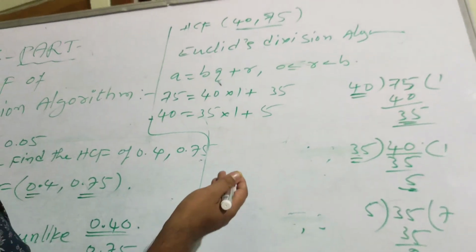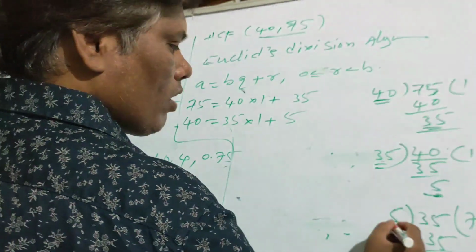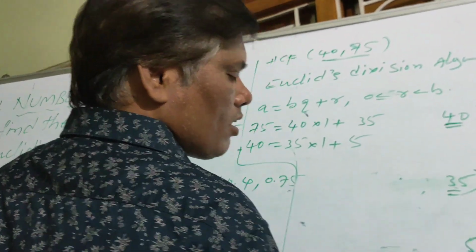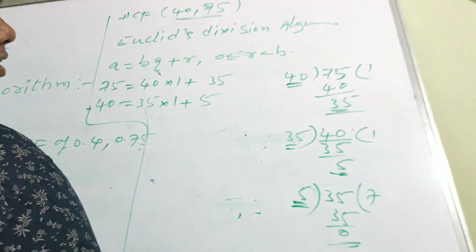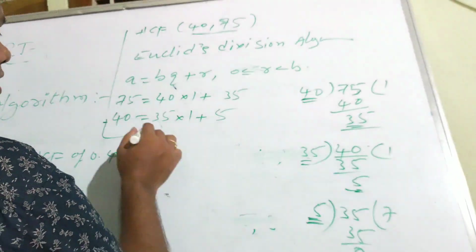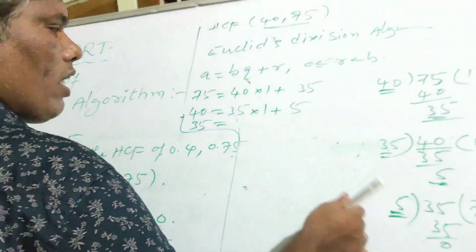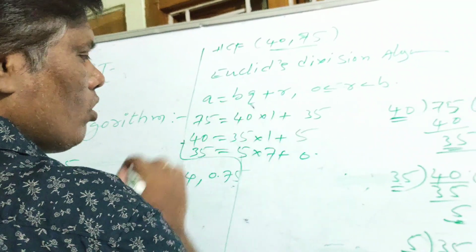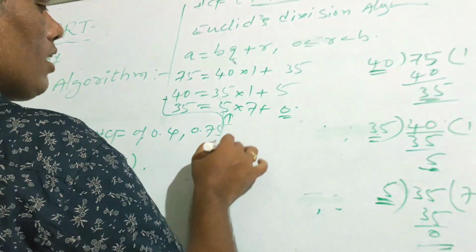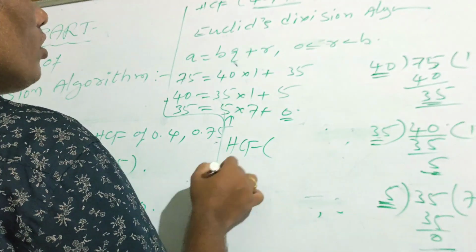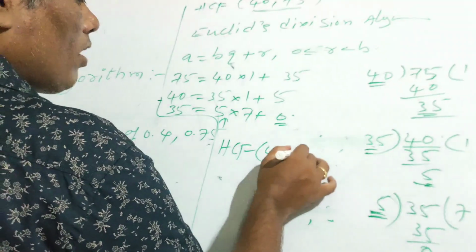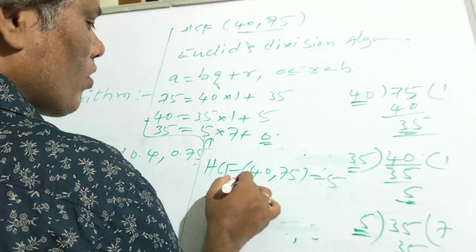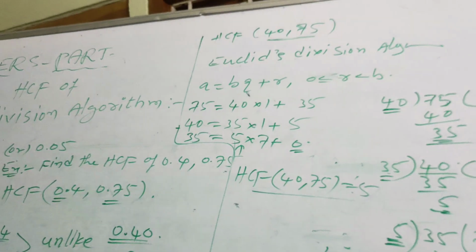That means the process of finding the HCF is stopped. So 5 is treated as the HCF. At this stage the remainder is 0, so this divisor is treated as the HCF. Let us express this in the form of an equation. Here dividend 35 is equal to divisor 5 into quotient 7 plus remainder 0. Since the remainder is 0, the divisor is treated as the HCF. So HCF of 40 comma 75 is equal to 5.